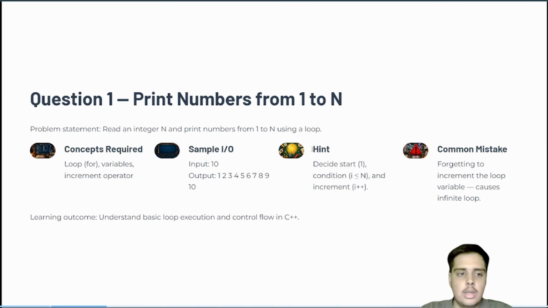Simply, in this question, we have to read an integer n and print numbers from 1 to n using a loop. Concepts required are loop, specifically for loop, variables, and the increment operator. Sample input: if we give 10, then it should give output as 1 to 10. The hint is that the start is 1, the condition should be i less than or equal to n, and the increment is i plus plus. A common mistake can be forgetting to increment the loop variable, causing an infinite loop. So, understand basic loop execution and control flow in C++.